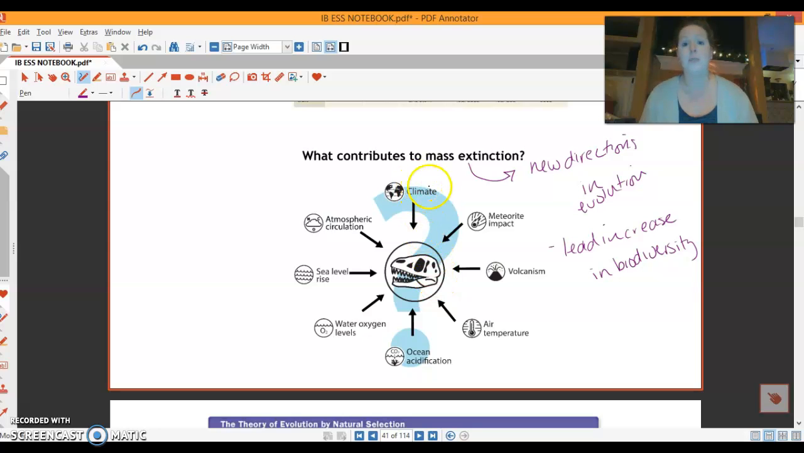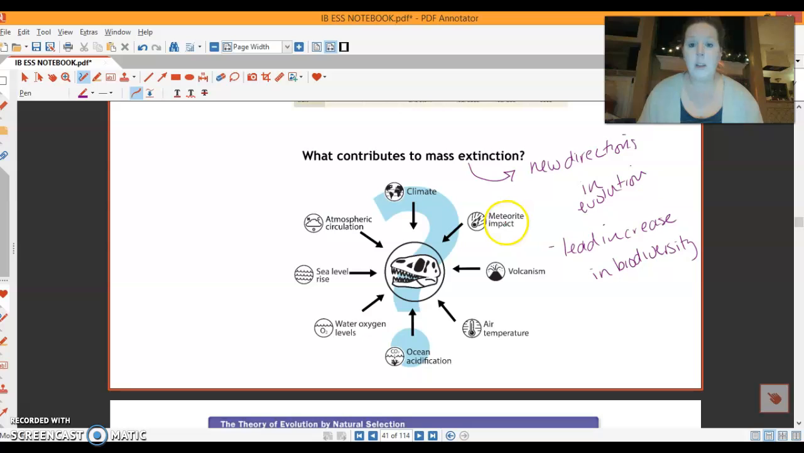Well, climate change. We know that climate change right now is causing a mass extinction event. We are currently living through what we're calling the Anthropocene extinction event, meaning it's human caused. So climate change, ocean acidification, air temperature, all of these things are basically interrelated into climate change.